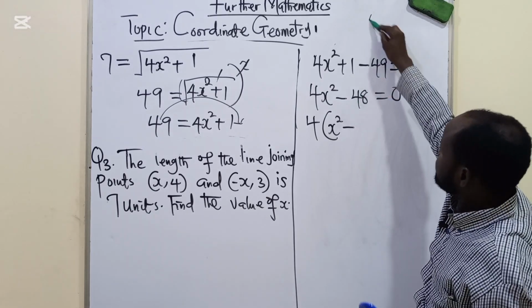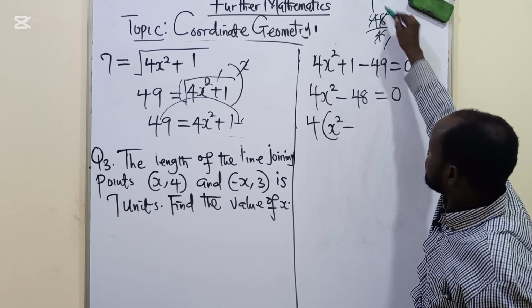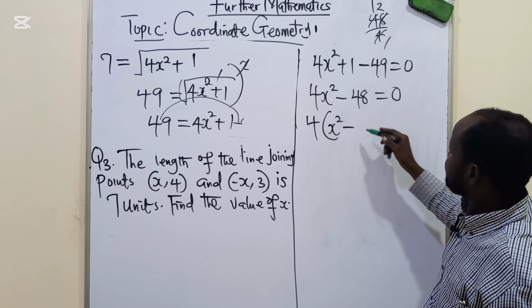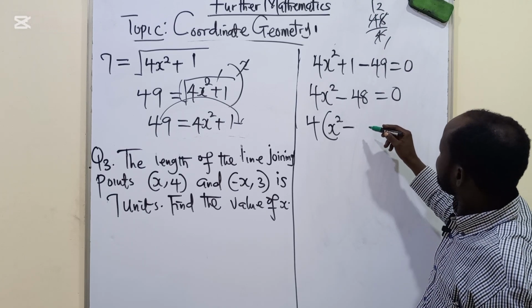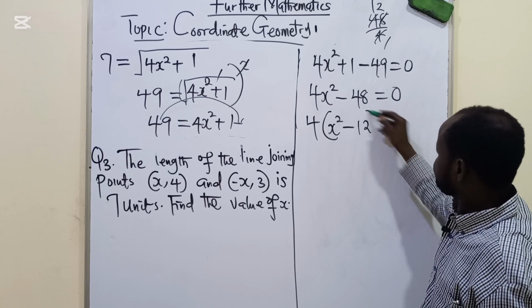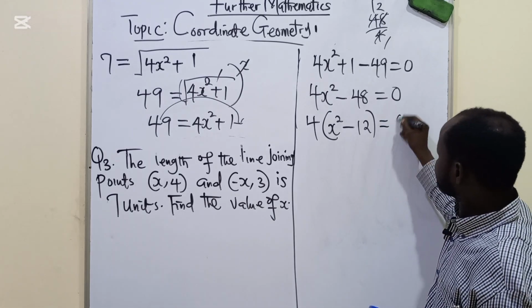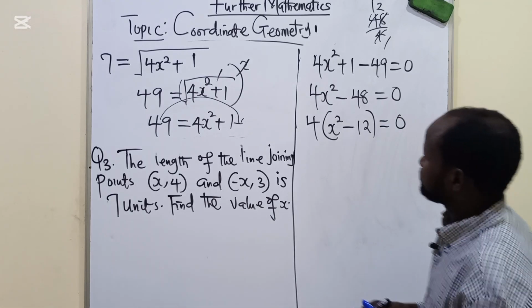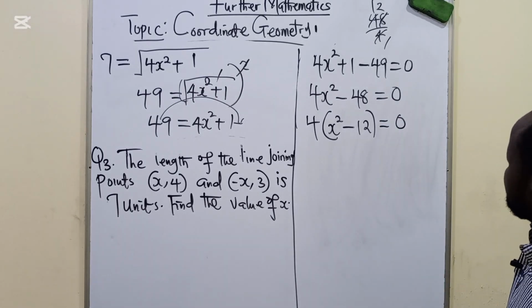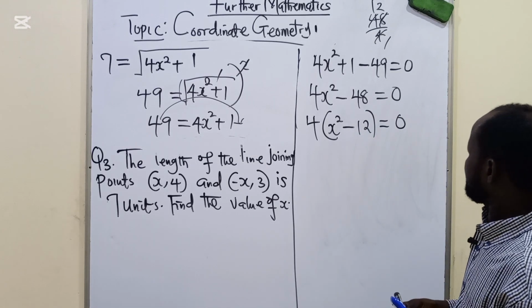We can say 48 divided by 4: 4 here 1, 4 here 1, 4 here 2. And that will be 12. Yes, that will be 12. And this will be equal to 0. Okay, 4 times 12 is 48, which is correct.